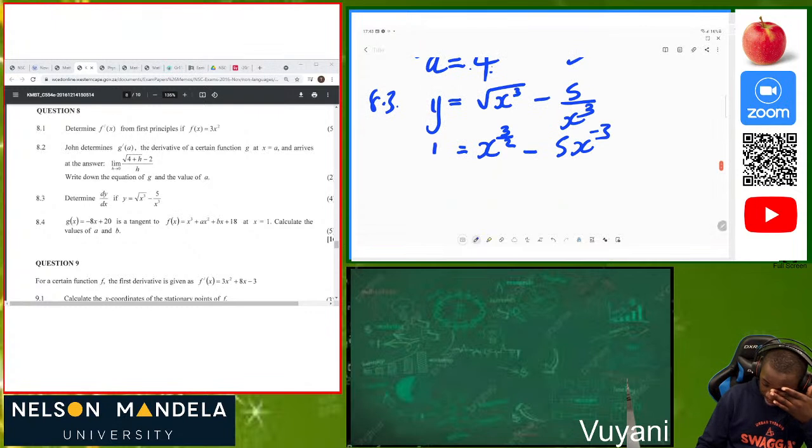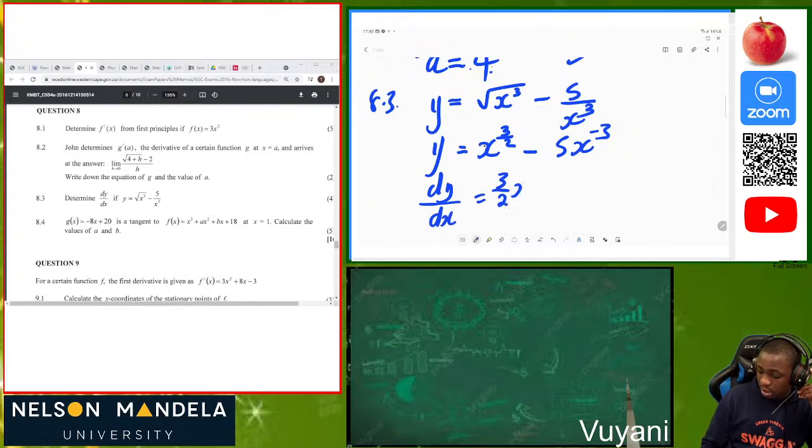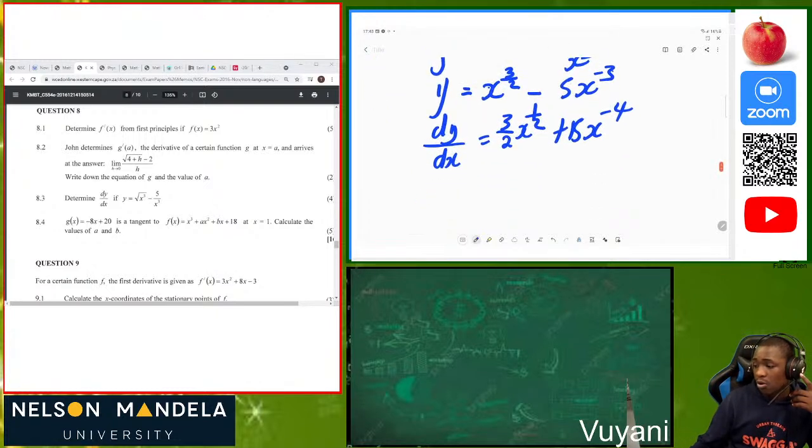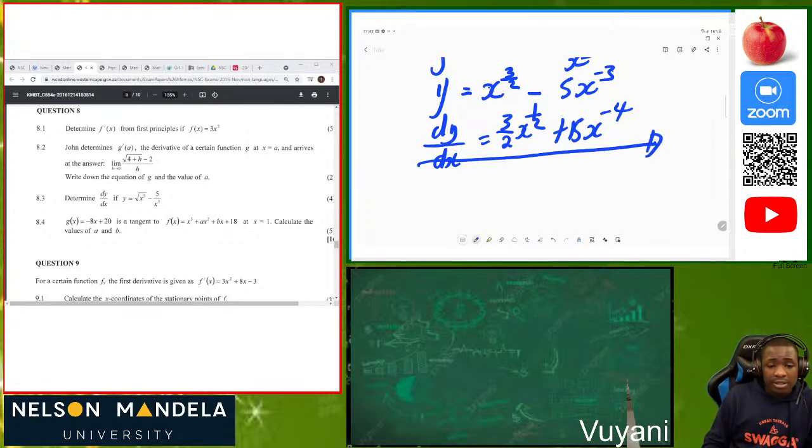We can determine our dy over dx, which is equal to, by the power rule, 3 over 2 x to the power 3 over 2 minus 1, it's 1 over 2, minus negative 3, sorry. Negative 3 times negative 5 is plus 15x to the power negative 4. So that will be our answer. That will be the first derivative, or the dy over dx.